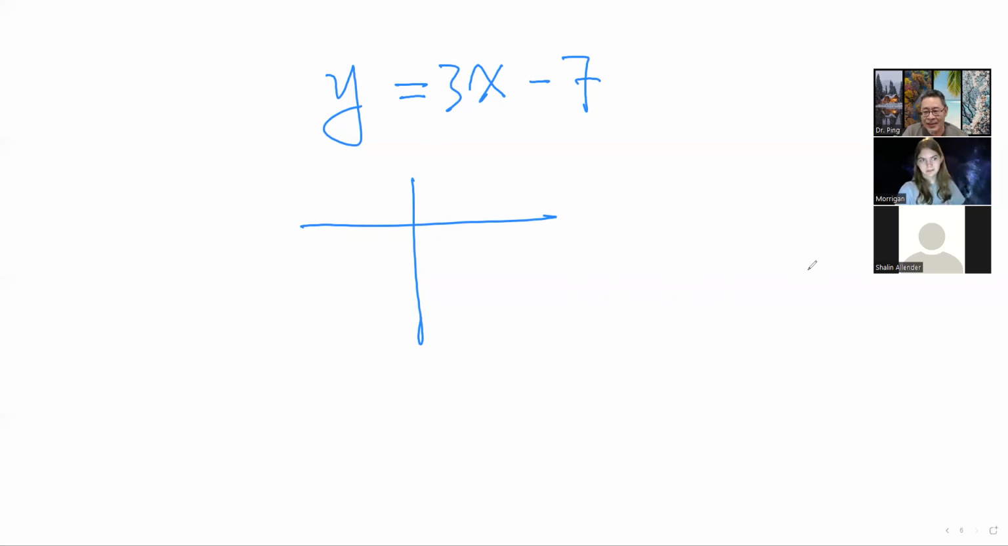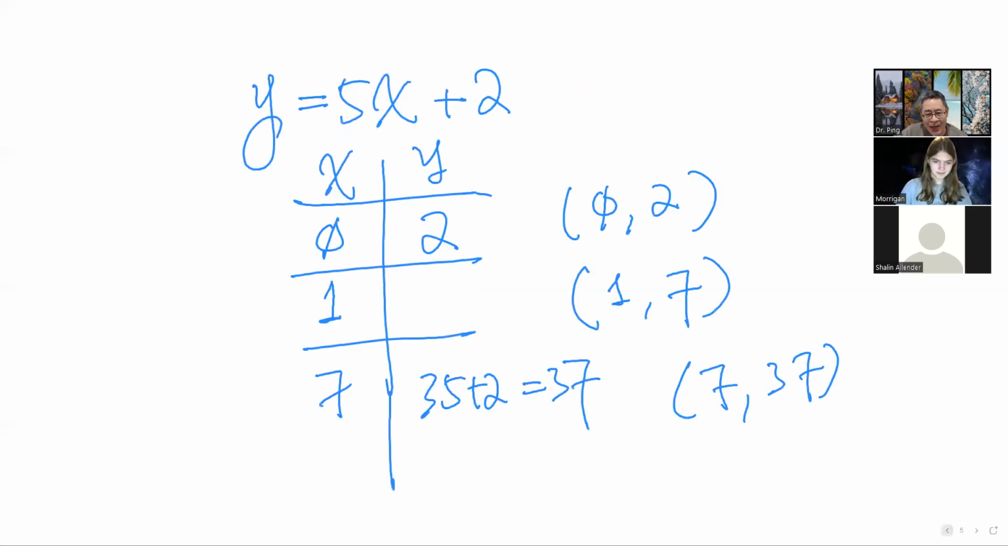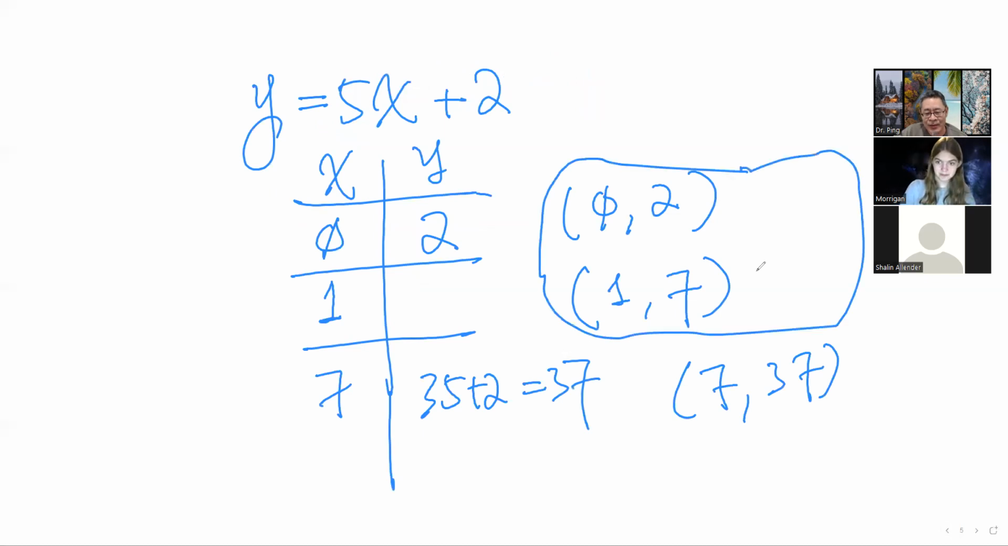I don't see it on the chat. Oh, you want us to punch in some decimals? Nope, not that. Just give me 2 points. I give you a function, give me 2 points, just like what I did here. I have a function, I got 2 points. Because once you have 2 points, then you can draw it.